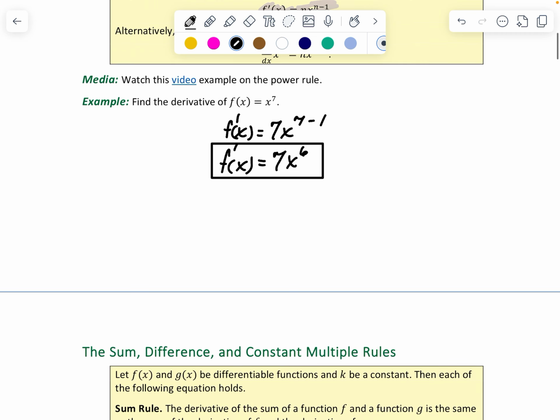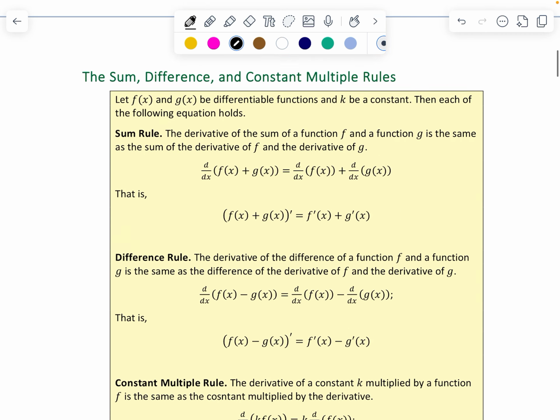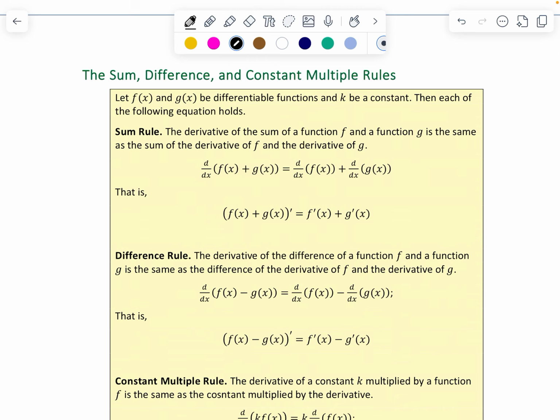All right, then we have the sum and difference rules, and the constant multiple rule. There's a lot of things that I've said to you in class where we have the limit of a sum is equal to the sum of the limits. And the same thing is going to hold true here. Let f of x and g of x be differentiable functions, so you can take the derivatives and they have a slope that exists, and k be a constant. Then each of the following equations holds.